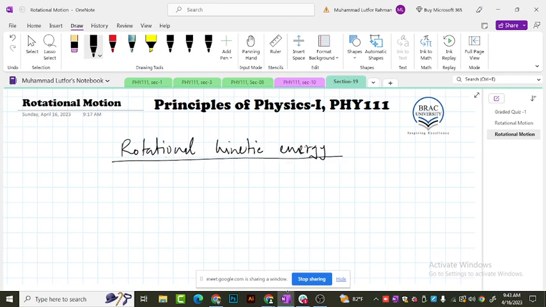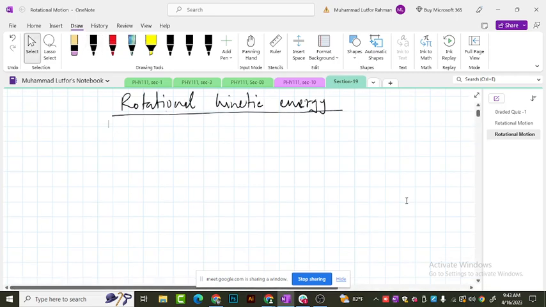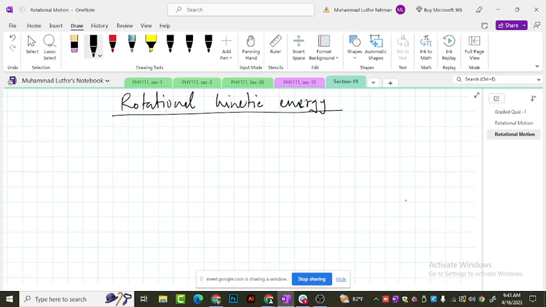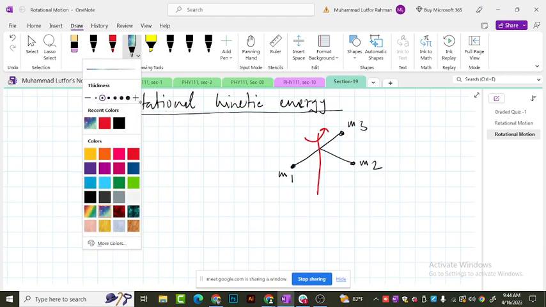So rotational kinetic energy means, let's say you have three objects connected by three massless rods, and let's say I'm going to rotate that system about this axis. So let's say this is my rotational axis. I'm going to rotate that system about that axis. In that case, this system is going to rotate with a different speed, or you can say the linear speed would be different for different objects.